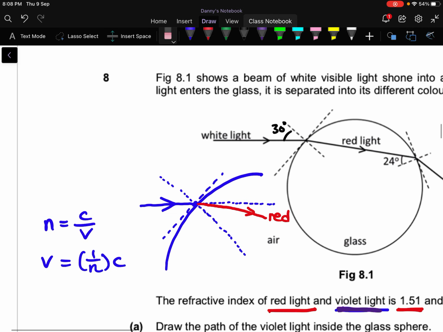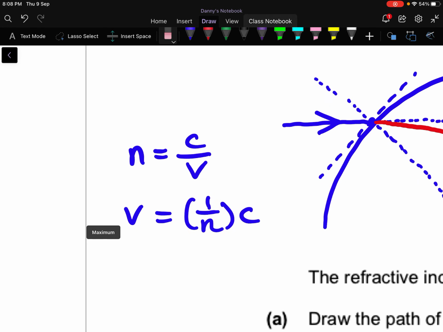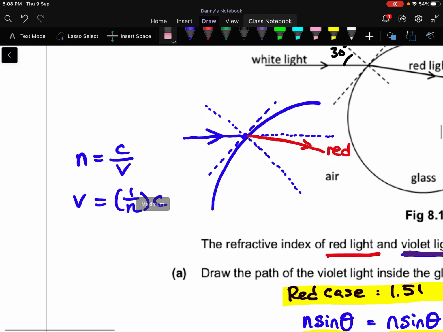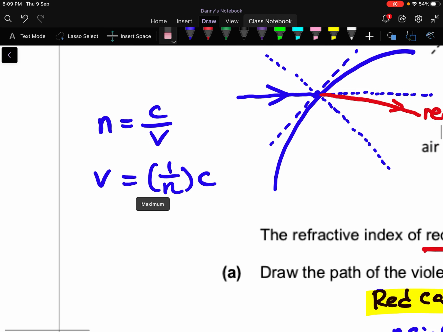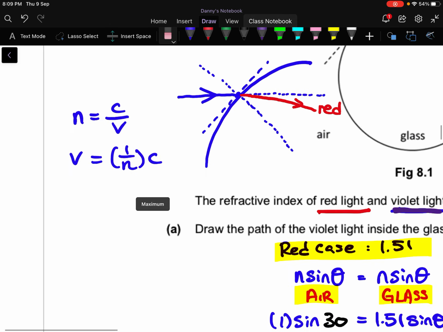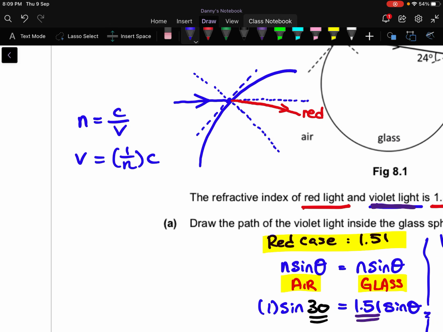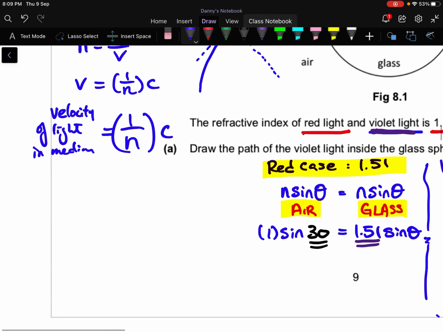The more elegant way is that you approach it from the understanding of refractive index. Refractive index is basically a ratio between c, which is 3 times 10 to the power of 8, the speed of light in vacuum, over v, which is the speed of light in that particular medium. In other words, you can rearrange the formula and make v the subject, which is the velocity of light in that particular medium that you are analyzing. And you will see that it is given by 1 over n times 3 times 10 to the power of 8.